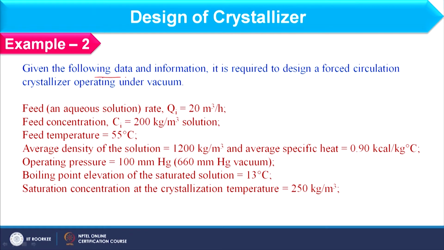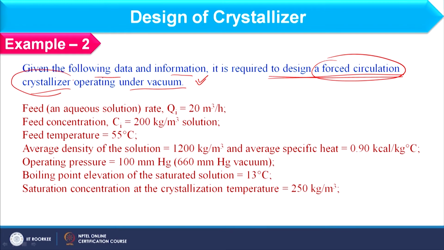So, here we are given the following data and information which is required to design a forced circulation crystallizer operating under vacuum, because crystallizers are usually operated under vacuum. And what is this forced circulation crystallizer? In detail we will discuss the working of this in next lecture. So, let us focus on the information available to us.